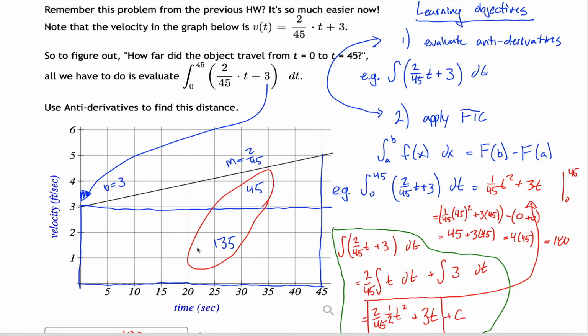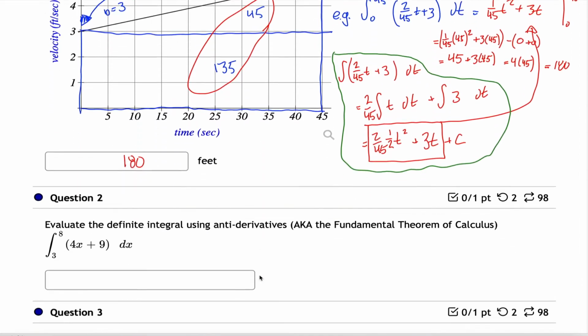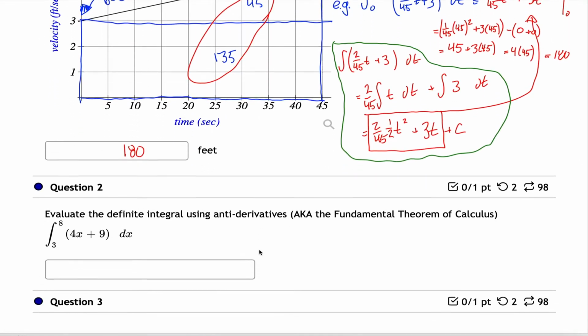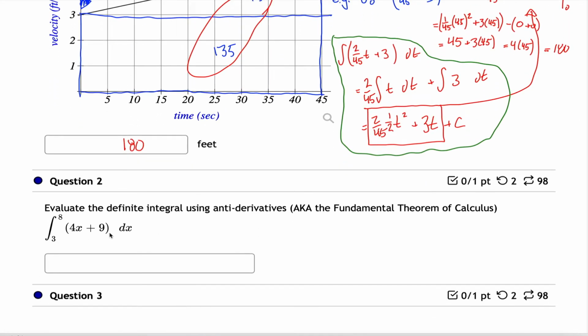So for that reason, I kind of give you this problem to sort of motivate what you're doing, but then the rest of the homework problems, I focus less on the geometry and I give you the questions more written in a calculus sense. Evaluate the definite integral using antiderivatives, aka the fundamental theorem of calculus. You don't need to draw this picture at all. You don't need to find the area of any rectangles or any triangles. All you need to do is take the antiderivative of this and evaluate it from 3 to 8. Evaluate it at 8 and then subtract what you get when you evaluate it at 3.